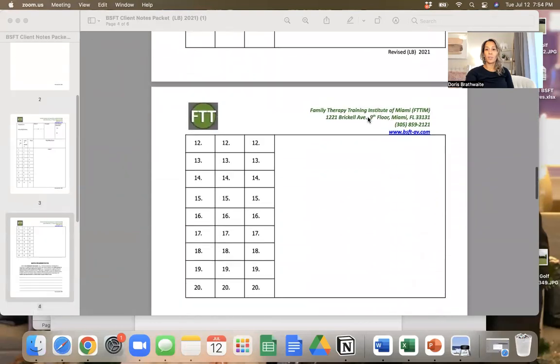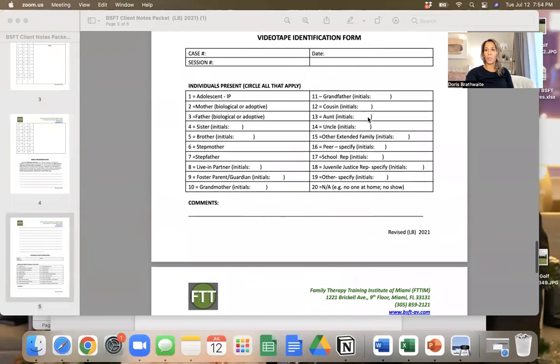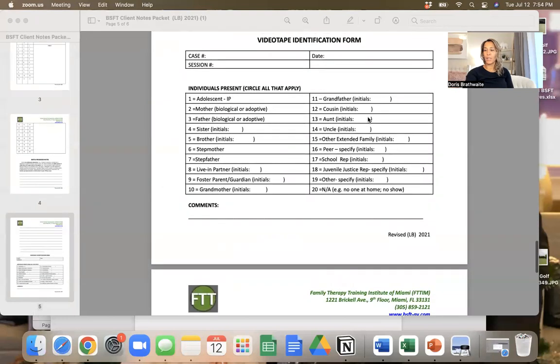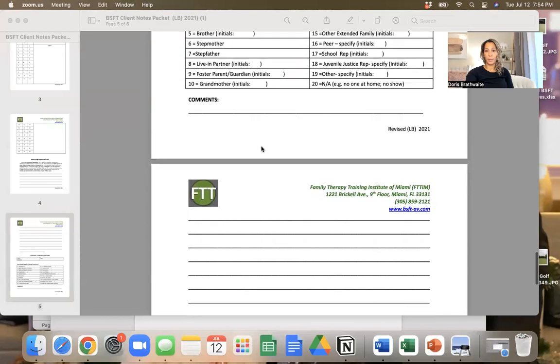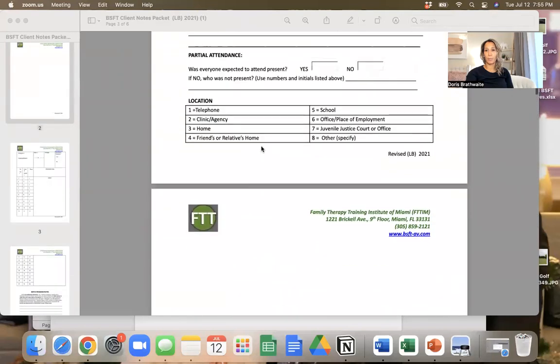Then let's skip up to the video ID, just because it's a little less explanatory as well. Again, the case number is the one you used in the previous form. Your session number should be congruent, and then your date. And then whoever was in the video should be identified. Now let's go back up to your weekly case summary.